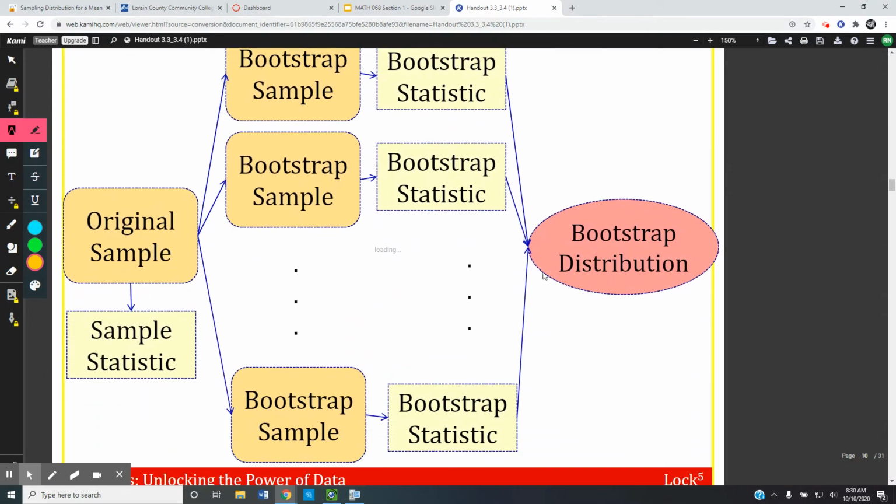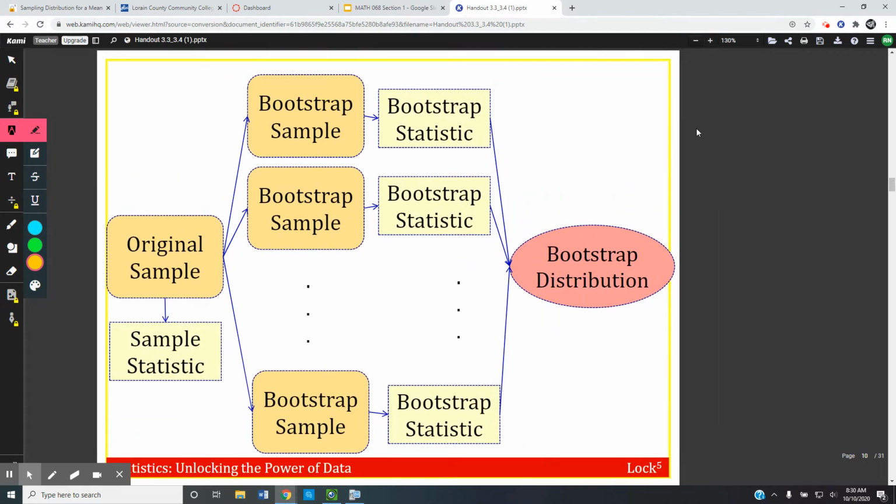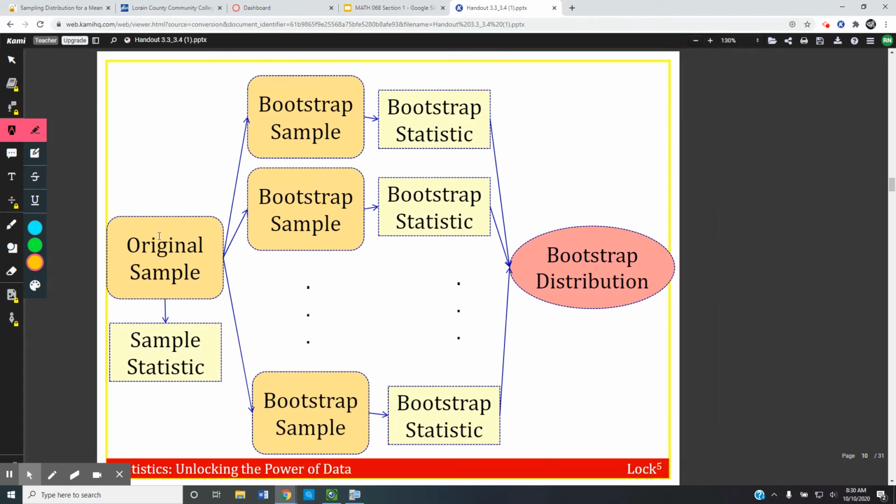So in a picture, I don't think nearly as good as mine, but maybe it is kind of closer. We start with an original sample here, and we pull a sample statistic. So maybe 0.52. Remember, we pulled 0.52 for the Reese's. Then from the original sample, we grab a bootstrap sample and another, many, many times. And each one of those, we pull a statistic. Then we take all the statistics and put them into a bootstrap distribution.